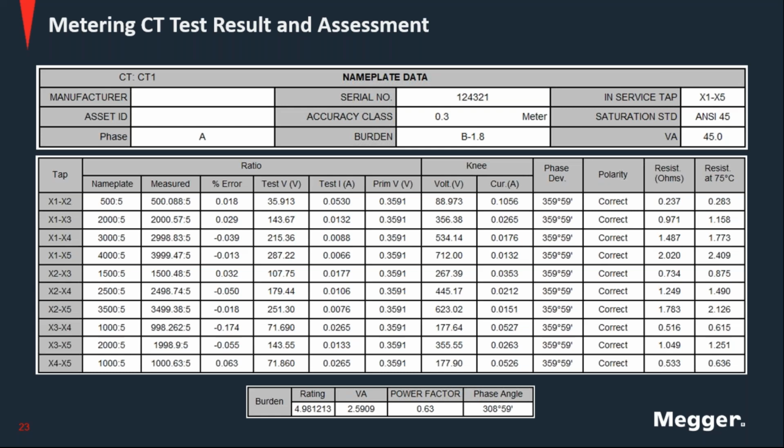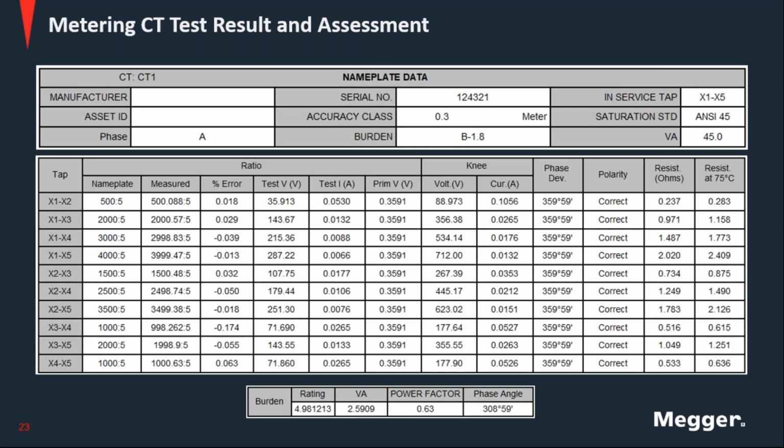And then down here, I have the table that shows the burden. So this is the actual VAs that were measured. This is the actual rating or burden that is connected to the CT, that circuit that goes from the terminals down to the instruments, to the control or metering instruments. It's 2.59 VAs with a power factor of 0.63 or an angle of 308 degrees. So these are results, and this is what we are used to getting from an instrument transformer tester.